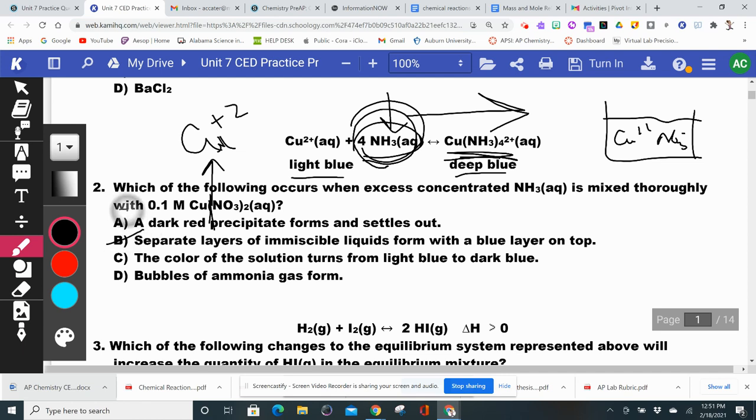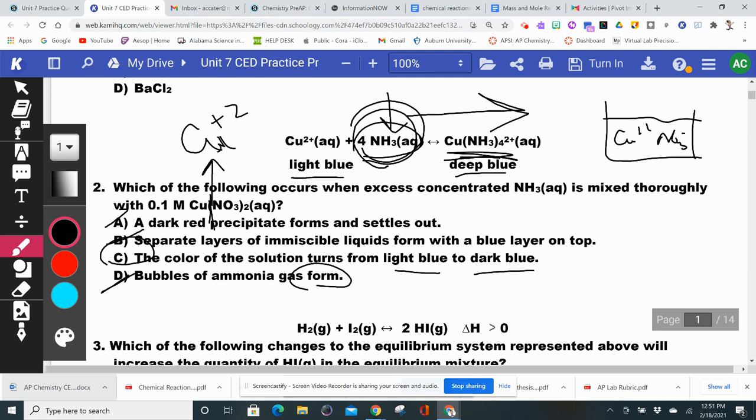So we can take out A and B because they are not applicable to this situation. We don't have anything about precipitates or dark red colors or anything like that. Bubbles of ammonia gas, they're not forming, they're already there. So we're not making ammonia. Ammonia is the reactant. So C, going from a light blue to a dark blue, is our correct answer.